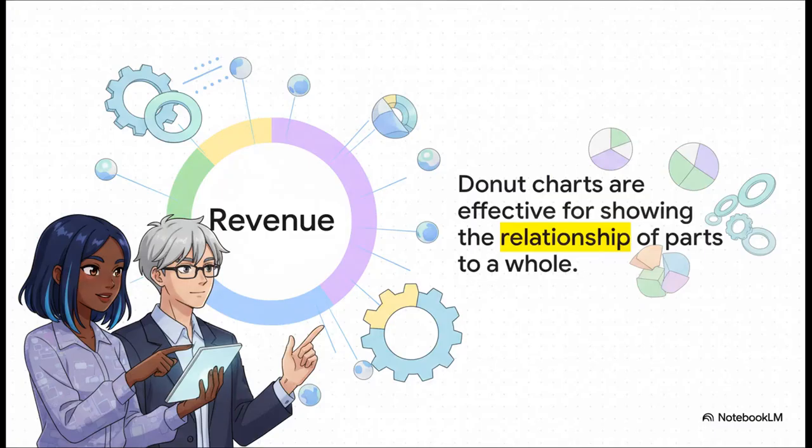But what if you want to show proportions? Like how much each part contributes to the total? Maybe market share for each region. That is where a donut chart just shines. It gives you that instant, intuitive feel for how the pieces make up the whole.